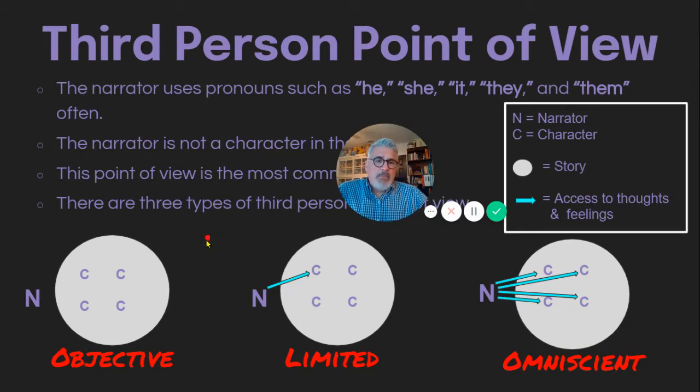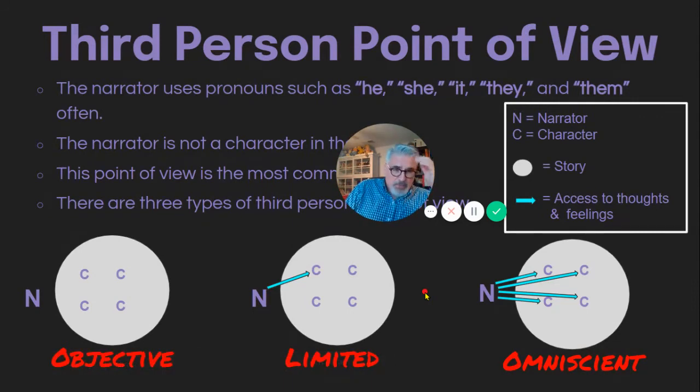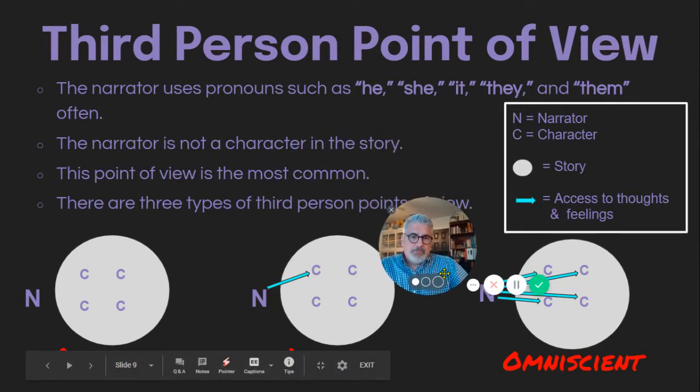In this diagram, you can see that the narrator is an N. The characters are going to be the C's. The story is a big circle. And the arrow represents the feelings, thoughts, and all the information that the narrator has about those characters.